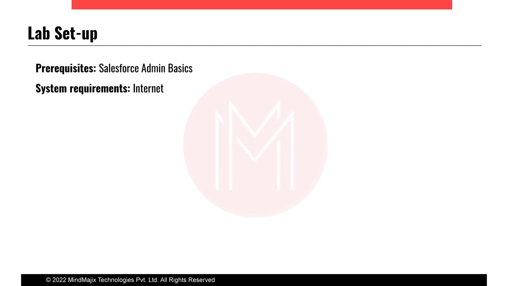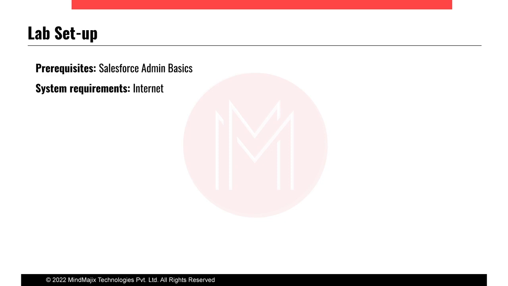For the prerequisites, you just need to understand the Salesforce basics. System requirements is nothing but an internet connection on your system, because it is something which is there on the cloud. You just have to log in to the Salesforce account, and the URL is login.salesforce.com. So you just have to log in to Salesforce, and then you can utilize the Aptus system.